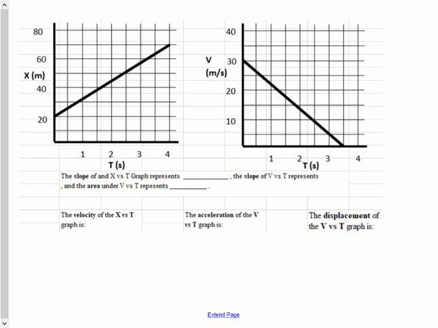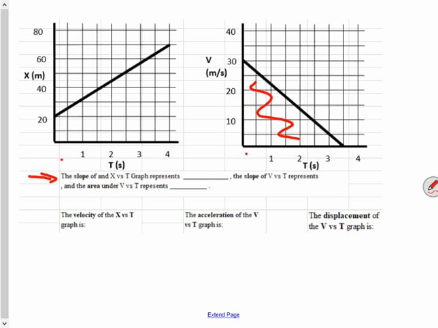Okay, here we go. This is velocity and acceleration review for the final exam. First question we have here talks about slope. Remember that slope of an x versus t graph represents velocity. Slope of a v versus t graph represents acceleration. And the area underneath a v versus t graph over here is going to represent displacement.